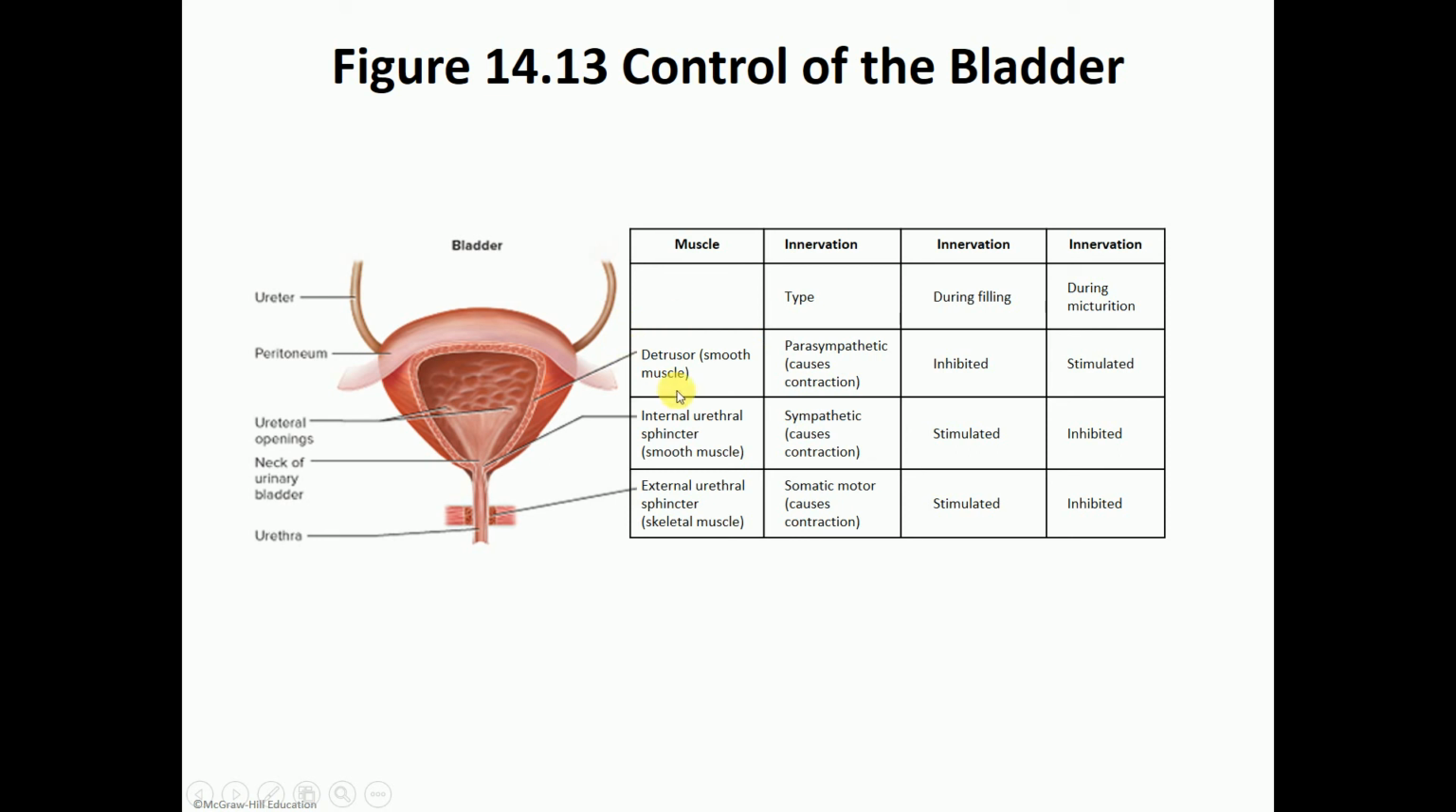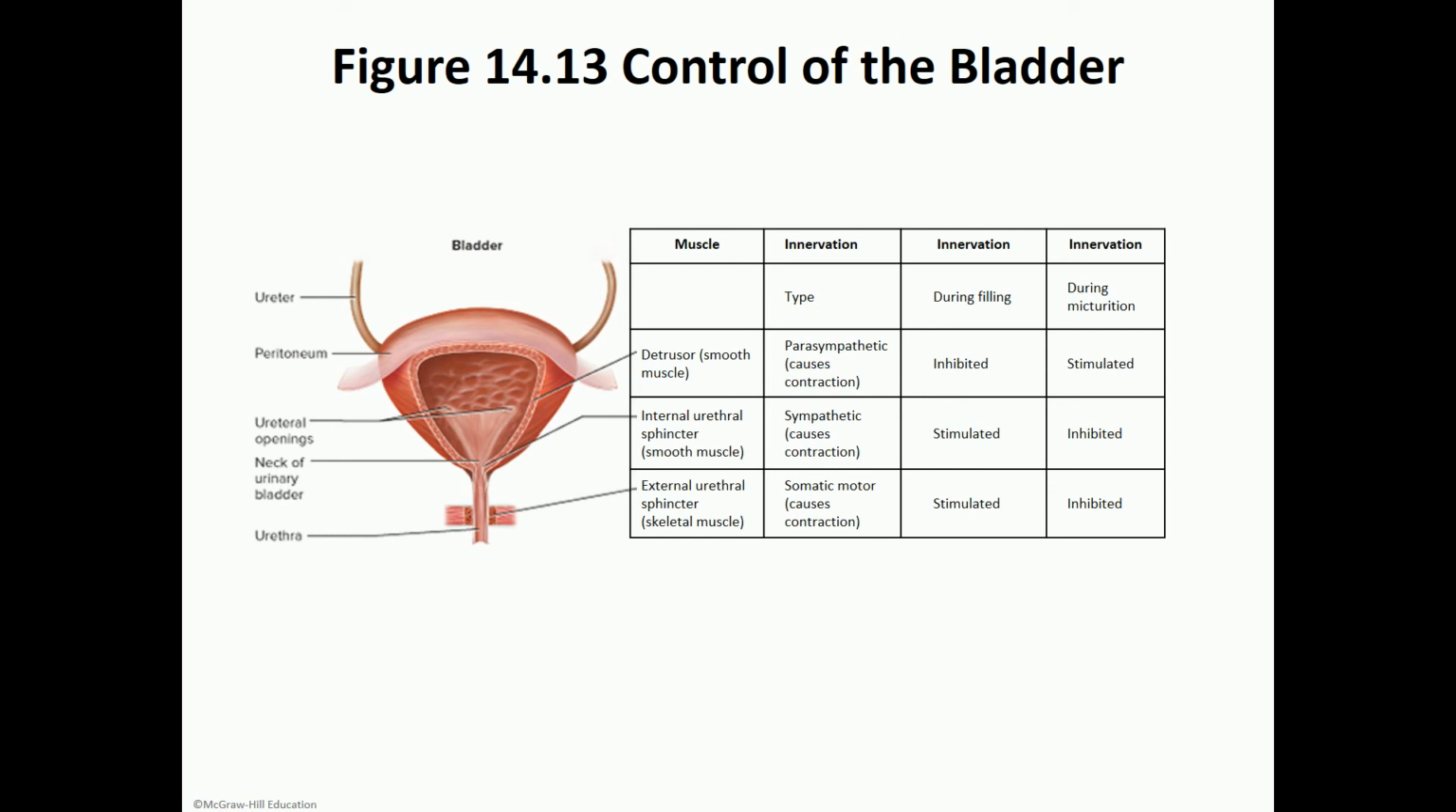So when we're ready to evacuate the bladder, the parasympathetic will send signals to the detrusor muscles to contract. Now, the internal urethral sphincter is normally contracted by the sympathetic nervous system. The body would have to inhibit the sympathetic system in order to relax that sphincter. That is all as a reflex.